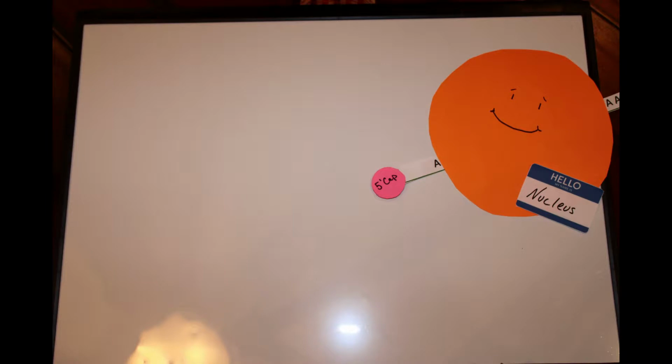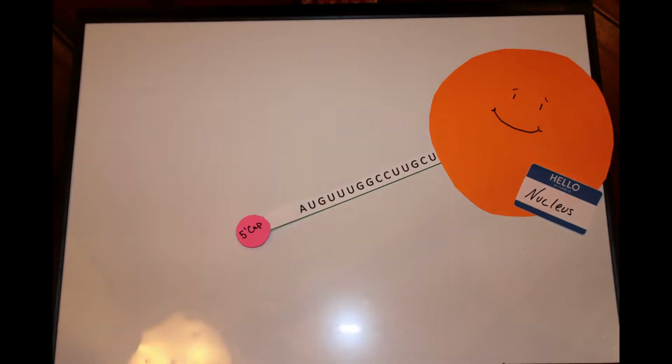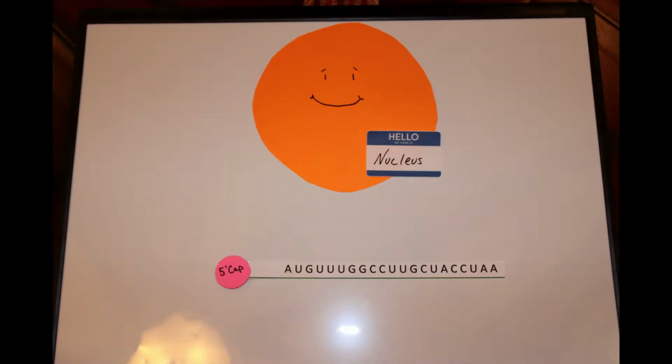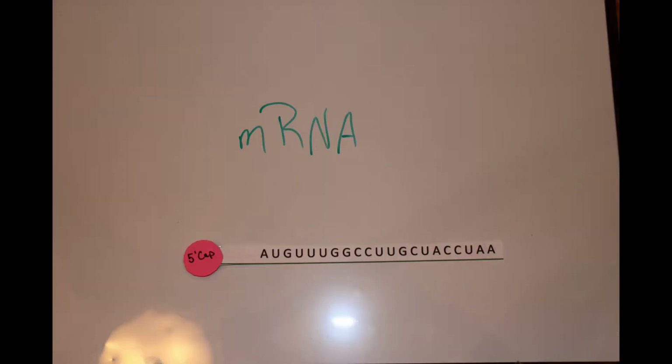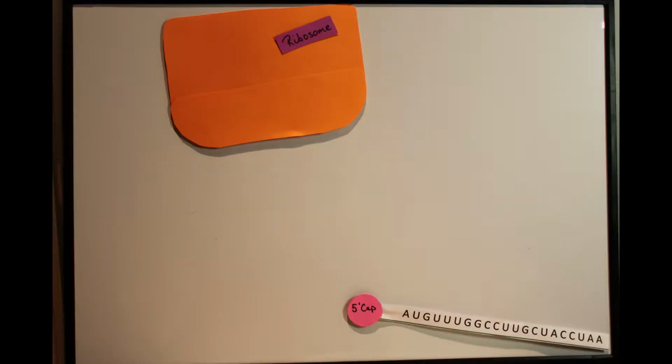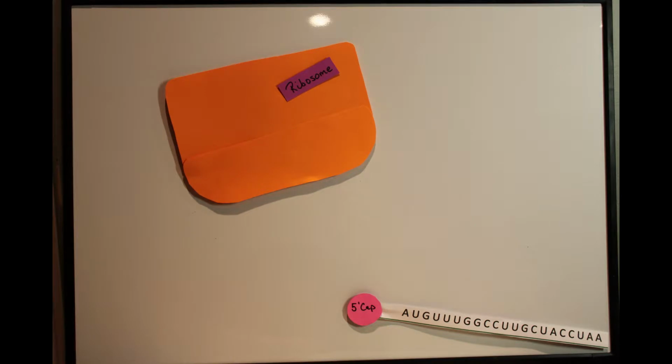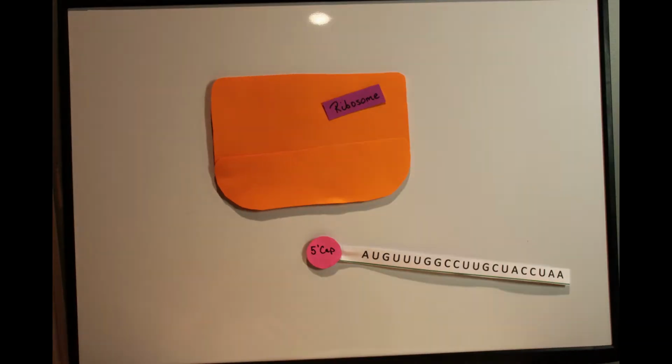The job of mRNA is to carry the genetic message from DNA in the nucleus to the ribosome for the production of the specific protein each gene codes for. Once mRNA arrives at the ribosome, there is a chain of events that must take place.